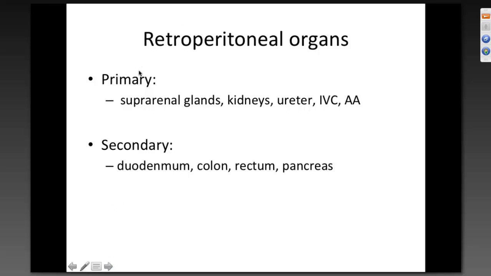Well, before I go forward, primary are suprarenal glands, kidneys, ureter, inferior vena cava, and abdominal aorta. So if they are covered on one face by mesentery, they are primary. If they're covered on more than one face by the mesentery, then they are secondary. Let me divert, see if I've got any questions.